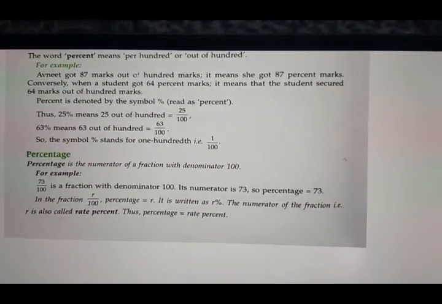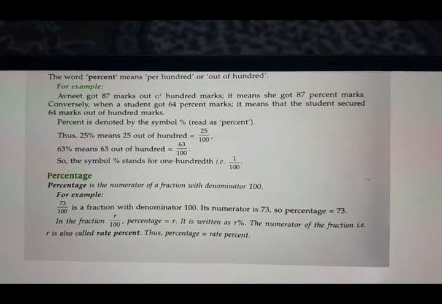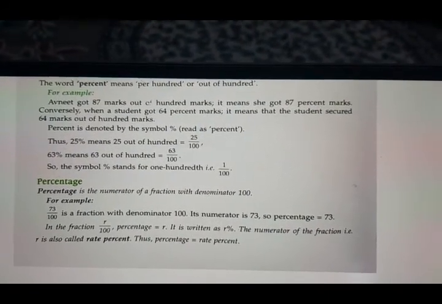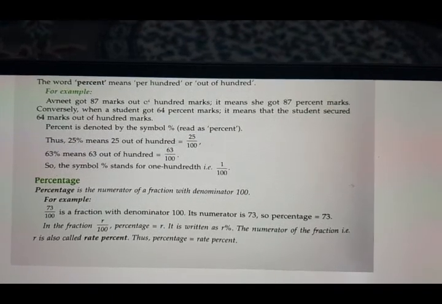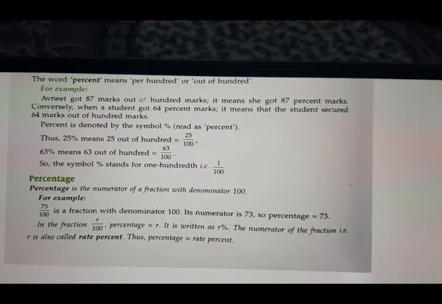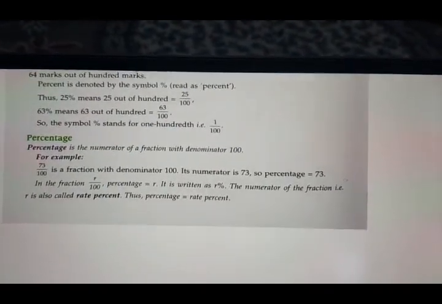Percentage is the numerator of a fraction with denominator 100. For example, 73 upon 100 means 73%. r upon 100 means r%, and this numerator of a fraction, that is r, is also called the rate percent. Thus percentage is equal to rate percent.